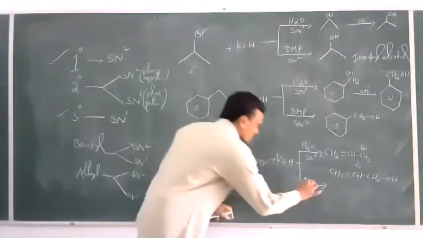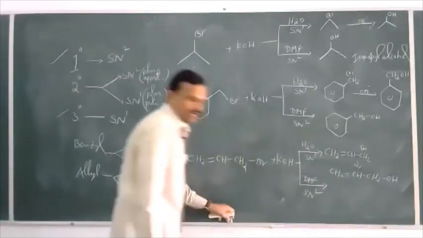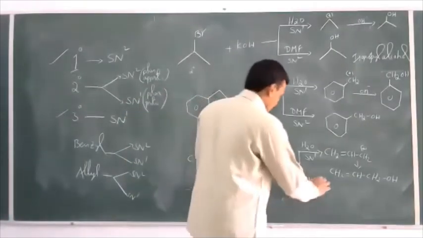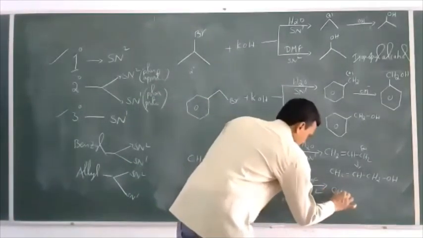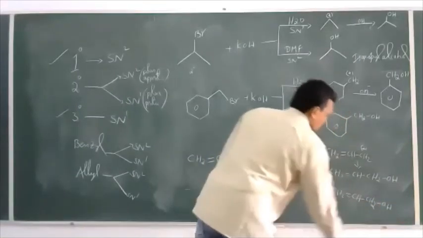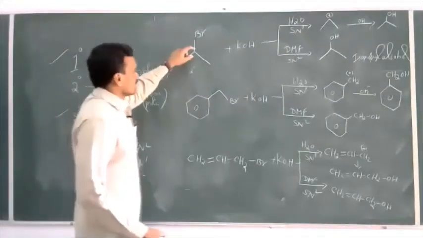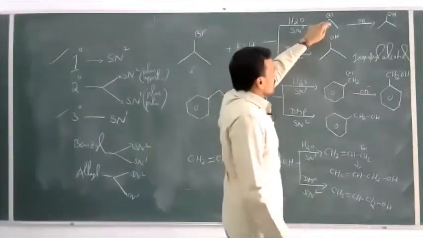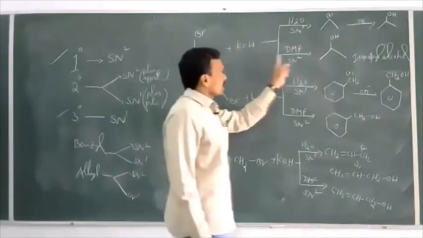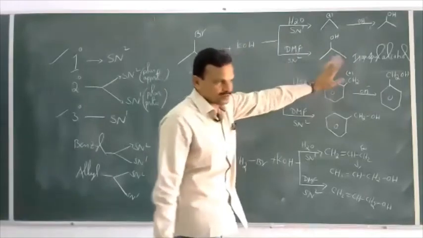Same reaction if carried out in DMF, dimethyl formamide, takes place by SN2 mechanism. Then what is the product formed here? Same product in a single step, CH2 double bond CH single bond CH2OH. Now in these cases, in SN1 mechanism if rearrangements are possible, then rearrangements also take place. But in SN2, no rearrangements take place. In a single step, we get the product directly.